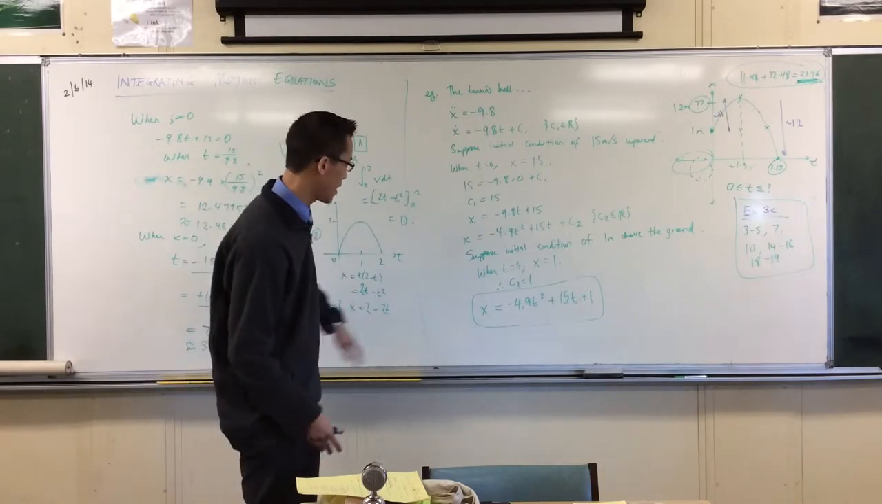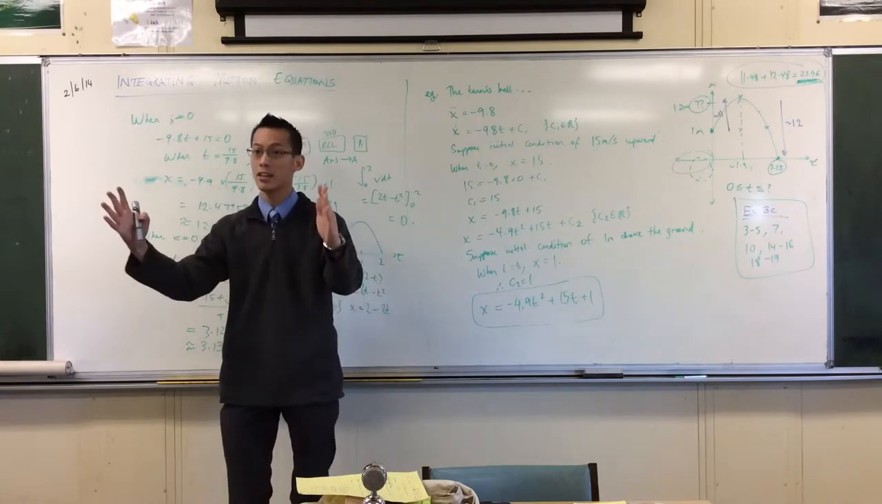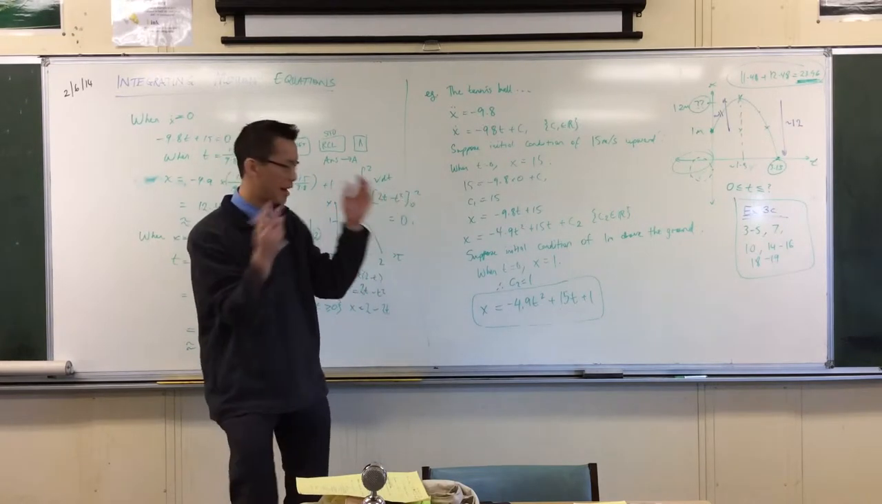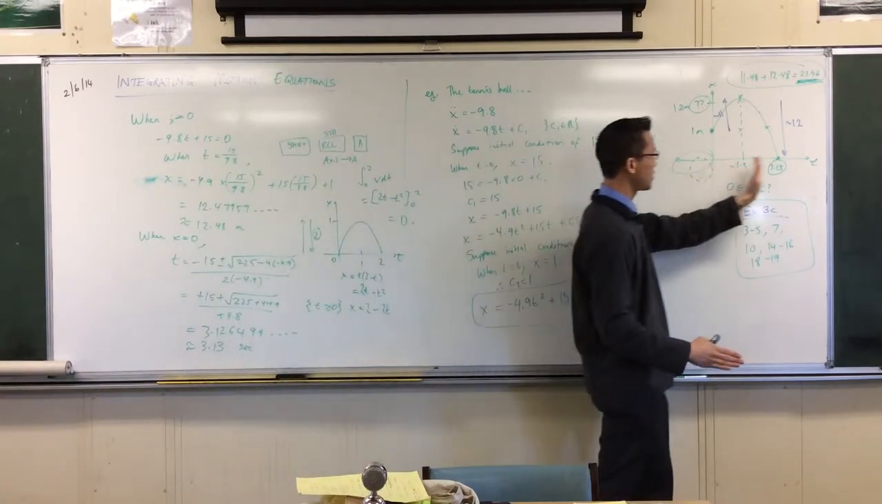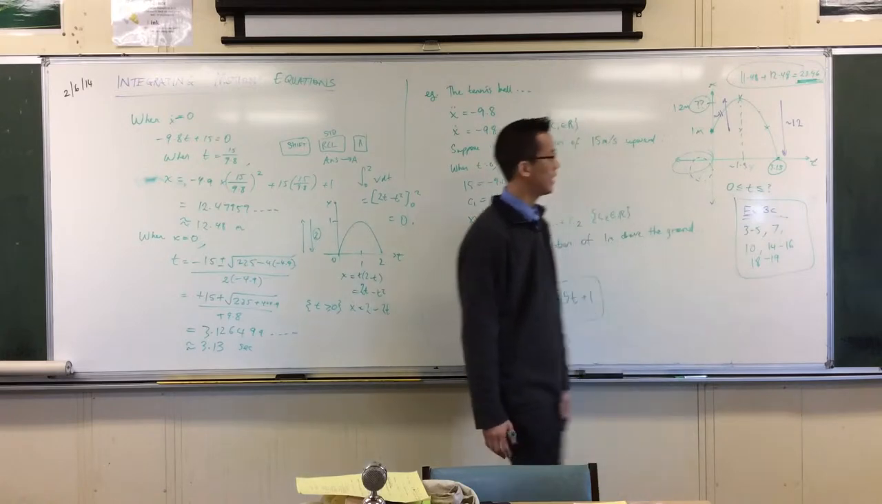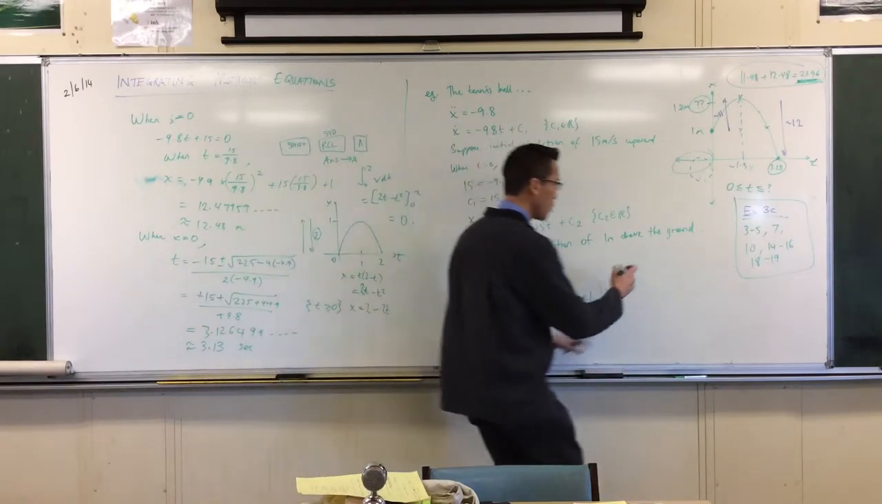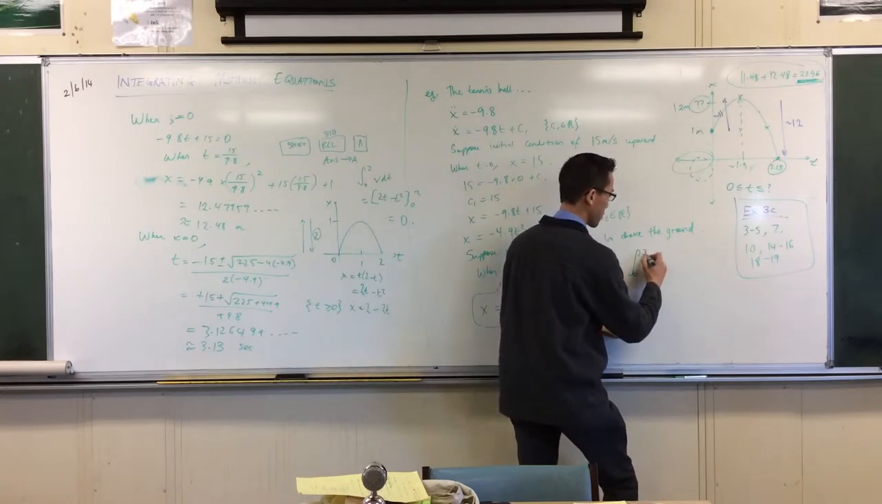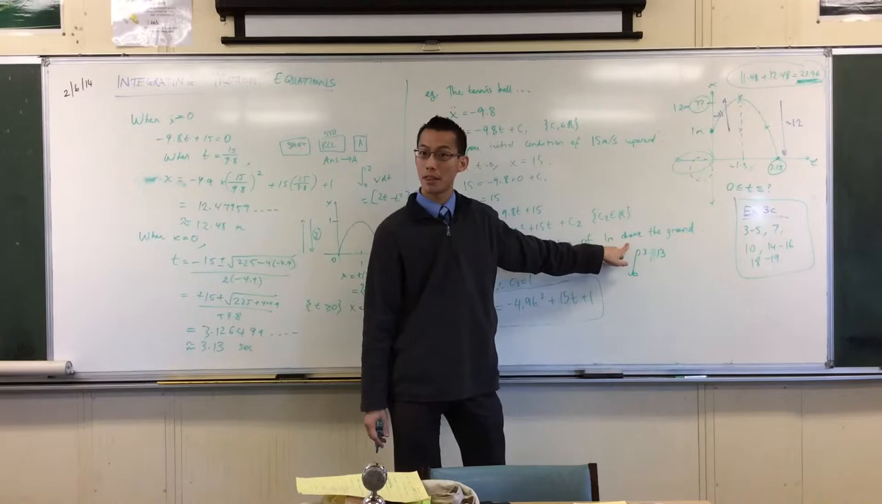Some of you said you can integrate with respect to time. That'll give you total change, accumulated change. That's what integration's about, right? If I work out from naught to 3.13, which we worked out was the time, we should get something equivalent. So you're working out an integral from naught to 3.13.